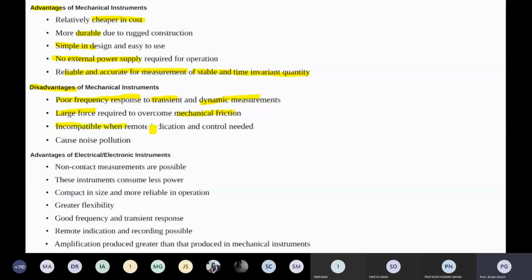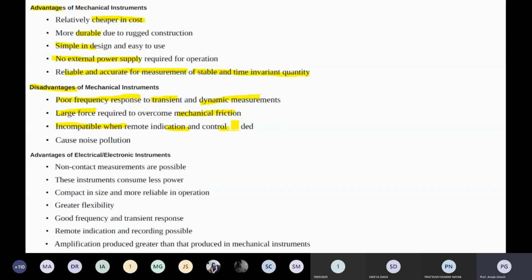It is incompatible when remote indication and control are needed. Sometimes it is incompatible for indicating or remote control, if you are sending a signal from an extreme position to some other place, it does not respond properly. Another big problem is the noise.